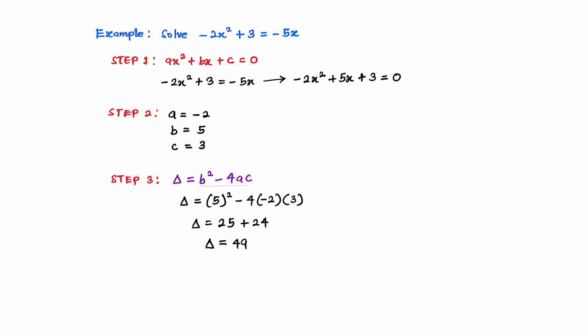Now here we can see that delta is greater than 0 because 49 is greater than 0. So delta is greater than 0. So that means we have 2 real roots.